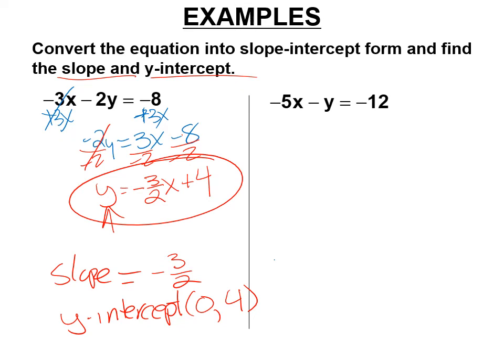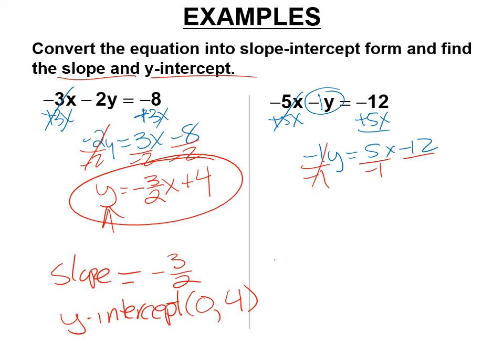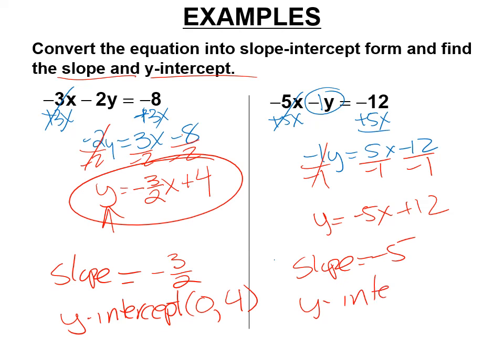All right, same thing here. So we're going to add 5x to both sides. That's a negative 1y. I like to write that in. Equals 5x minus 12. Divide both sides by negative 1, both entire sides. Y equals negative 5x, 5 divided by negative 1. Negative 12 divided by negative 1, positive 12. So what's the slope? The slope is negative 5. And the y-intercept is 0, 12.